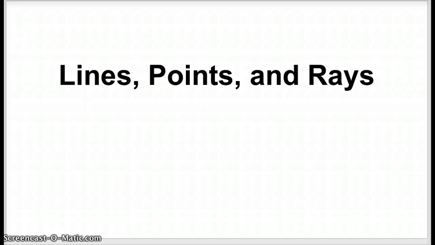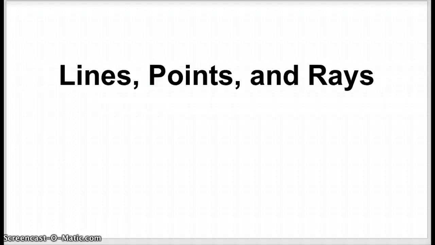Hello everyone, this is the first module in our geometry unit. It is titled Lines, Points, and Rays. This is a note-taking part, so everything you see here needs to go into your notebook. I would title at the top of your paper, you need to title it Lines, Points, and Rays.